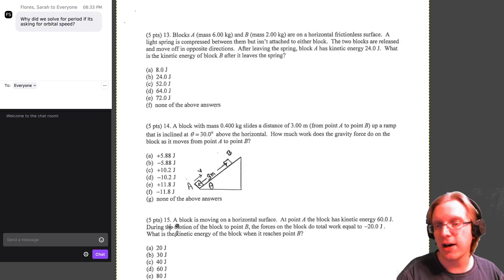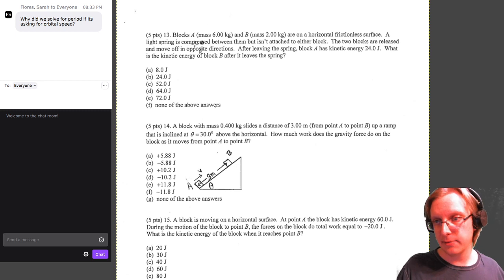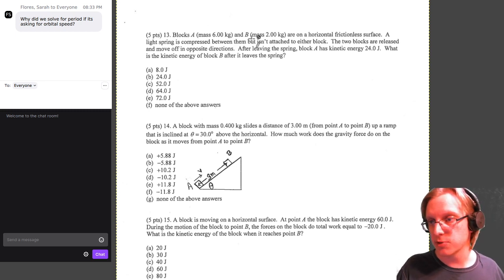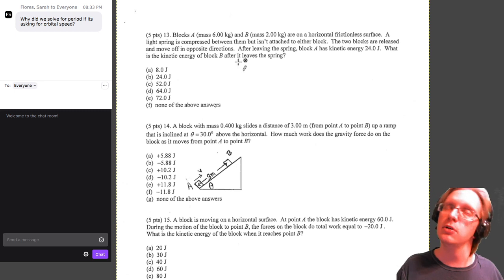All right, page 5. Block A, we have a mass of this much. Block B, a mass of that much. Horizontal frictionless surface, a light spring is compressed between them, but isn't attached to either block. The two blocks are released and move off in opposite directions. After leaving the spring, block A has kinetic energy this much. What is the kinetic energy of block B after it leaves the spring?